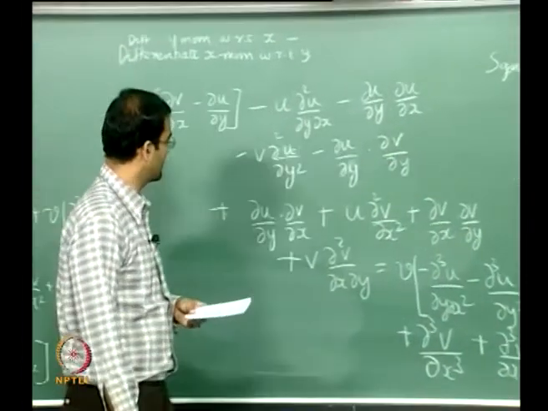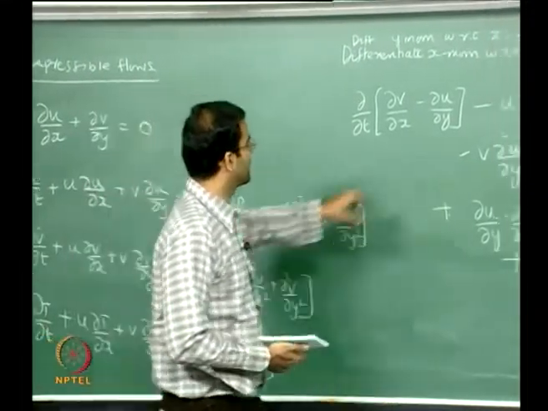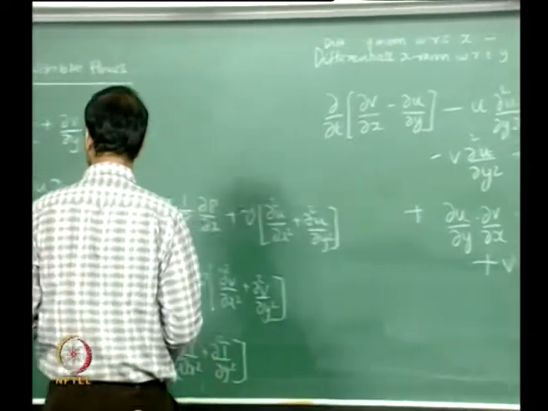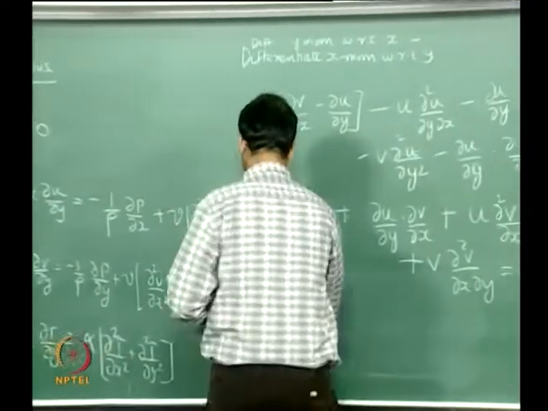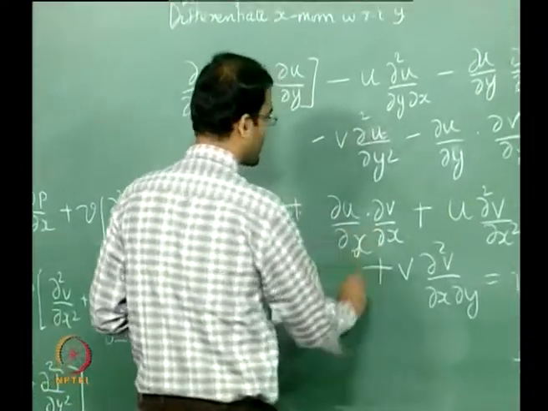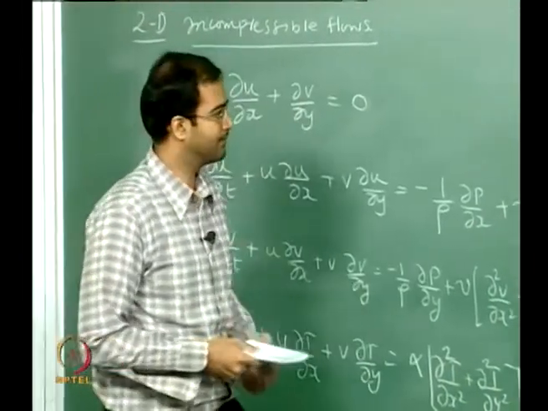Yes? 1, 2, 3, 4, 5, 6. This one is dou u by dou x. Yes, you are right, because we are differentiating with respect to x. So all the other terms are correct. Please do this and check once.